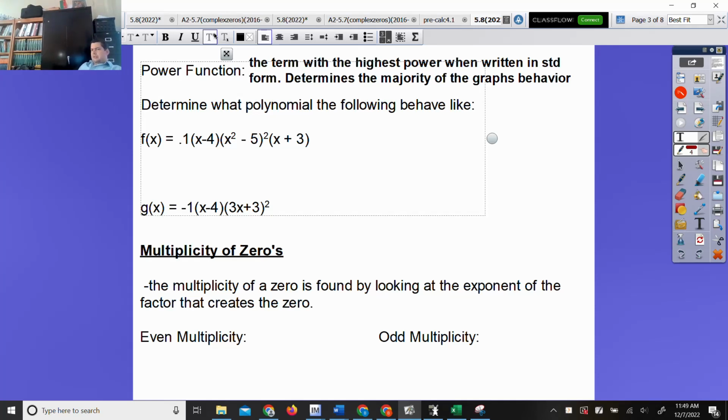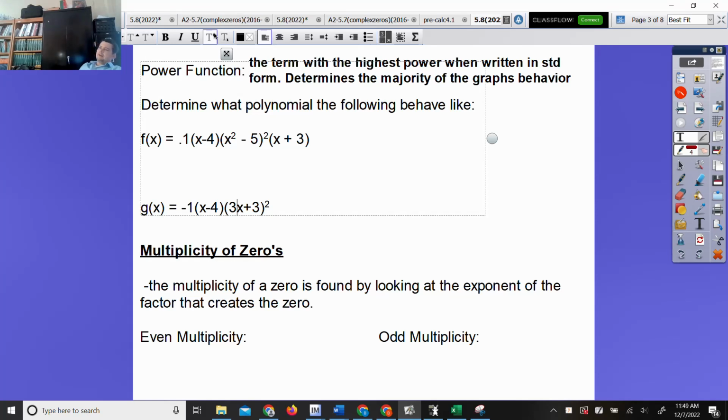Now, the definition of power function talks about being written in standard form. How long would it take for us to take f of x and put it in standard form? I'd say best guess 5 minutes, if we do it as a class. I ain't got 5 minutes.